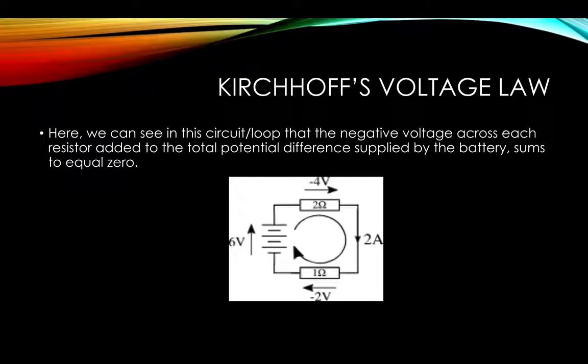So here we can see that there is a circuit loop, that the negative voltage across each resistor added to the total potential difference supplied by the battery sums to equal zero. So we start with a 6-volt battery, and you can see that we have a 2 ohm resistor and a 1 ohm resistor, and there is 2 amps of current traveling through the whole thing. So you multiply the 2 times the 2, you get a negative 4 volts, and then 2 times the 1, and you get a negative 2 volts. And the 6 volts minus 4 volts minus 2 volts equals 0 volts, so it works out.